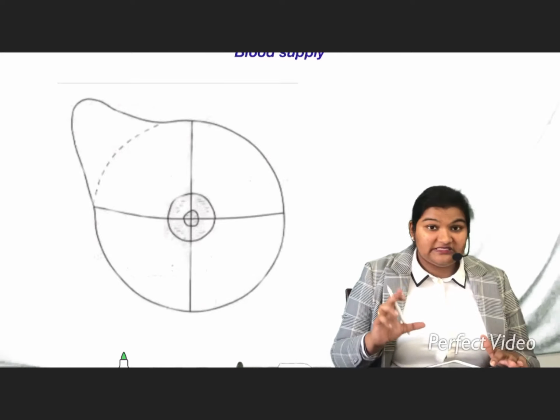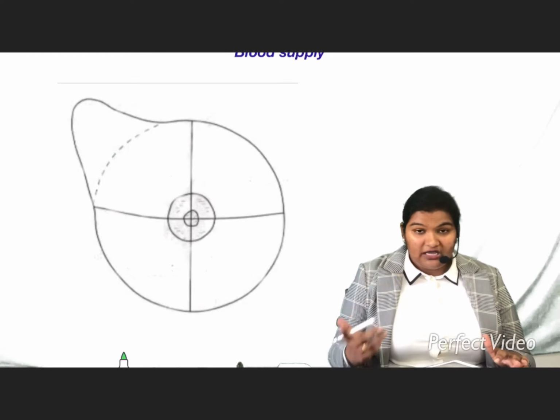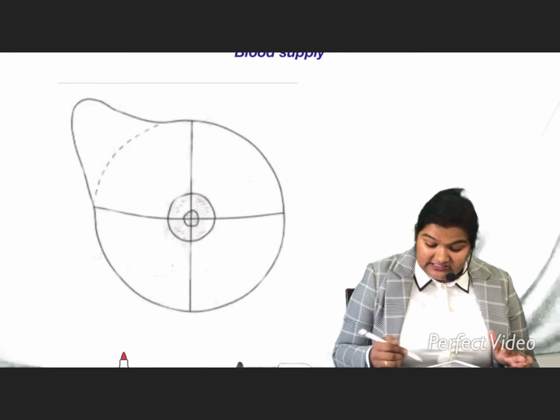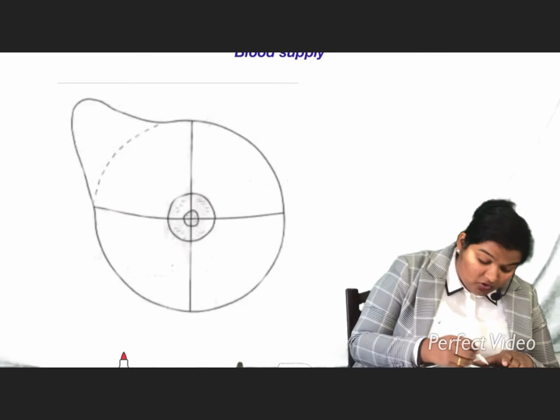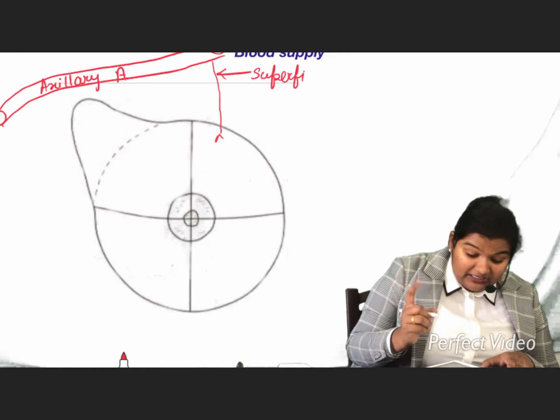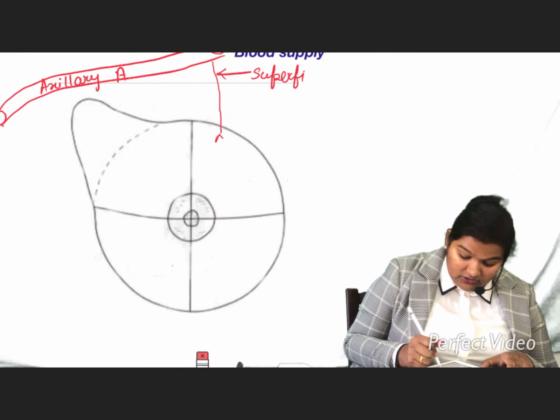Now let us move towards the blood supply of the breast. So again, the blood supply of the breast, I will be covering in 3 points. So first of all, let us see the image. Okay, so here we have a big vessel, and it is an axillary artery. Right. First of all, we will see the arterial supply. This gives rise to a branch which is superior. I'm so sorry, not superficial, it's superior.